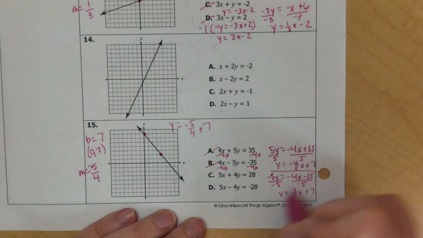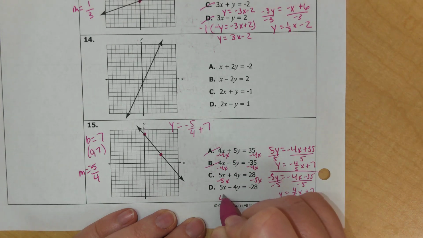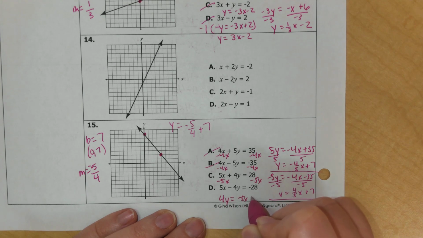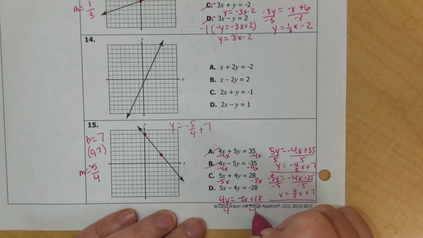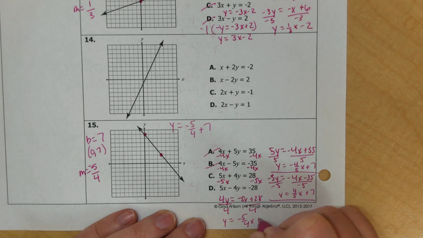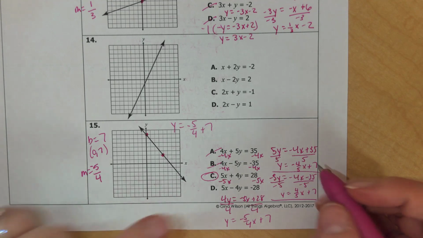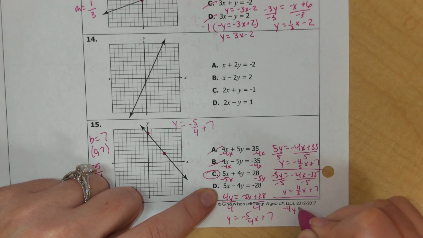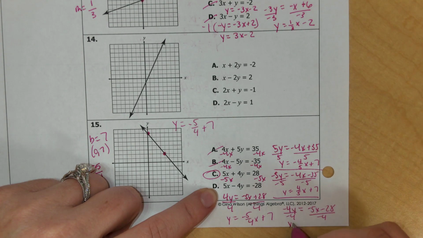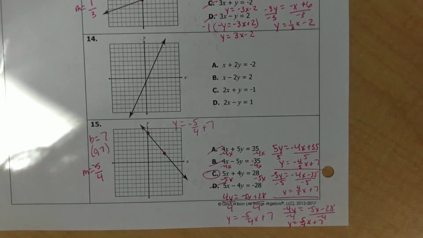All right, so then I'm going to move to C. I'm going to subtract the 5x. I have 4y is equal to -5x plus 28. I'm going to divide by 4, and I get y is equal to -5/4 x, and 28 divided by 4 is 7. So this matches, but let's double check and make sure that D doesn't work. So I'm going to subtract the 5x. I get -4y is equal to -5x minus 28. I'm going to divide by -4, and it leaves me with a +5/4 x plus 7. And so that +5/4 is wrong and doesn't match my equation. So it has to be answer choice C.